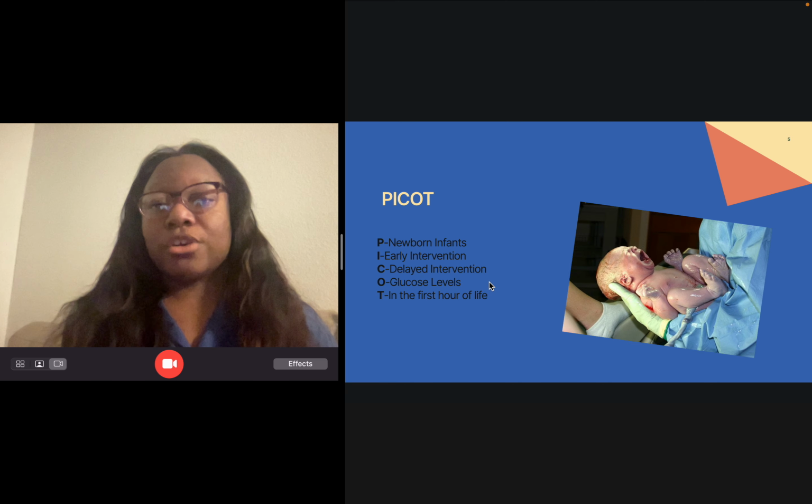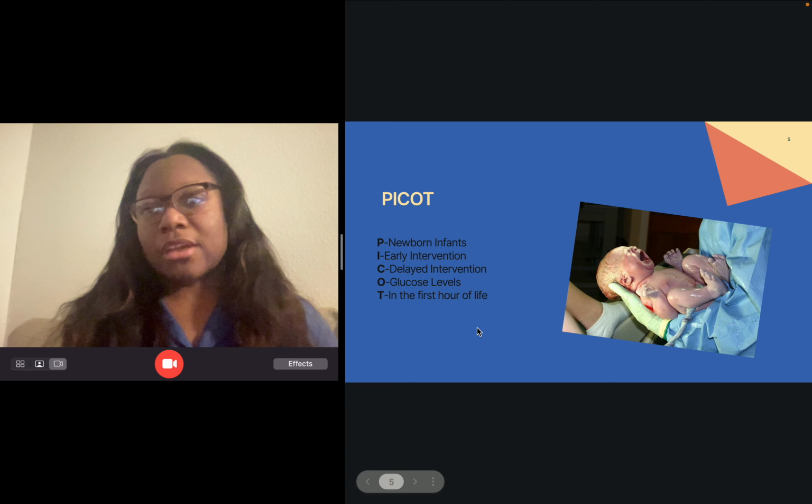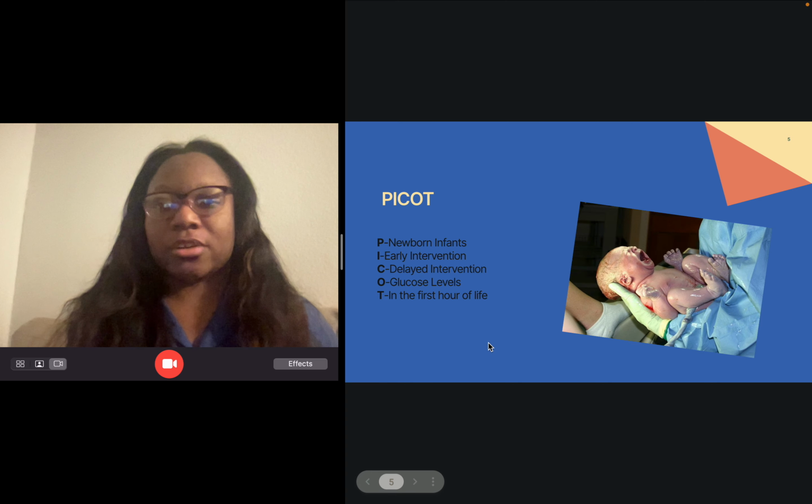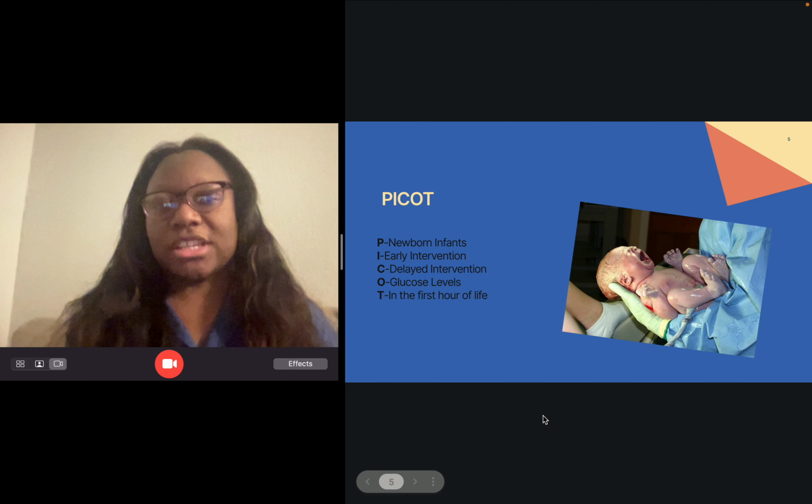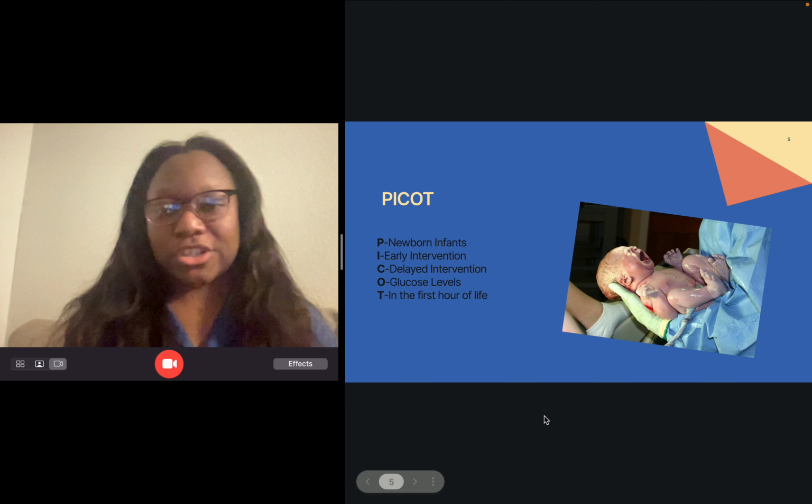So I was just wondering, how does that affect their glucose levels, which is our outcome in the first hour of life, if that is a priority, and if we do change that to making sure these infants get the intervention they need to help maintain their blood sugars.